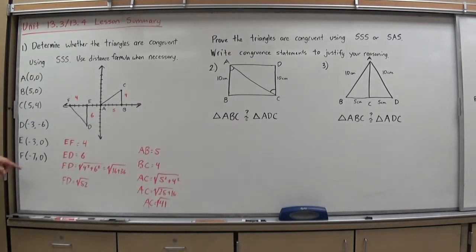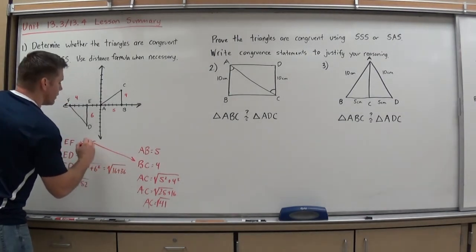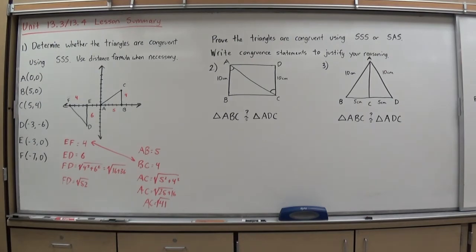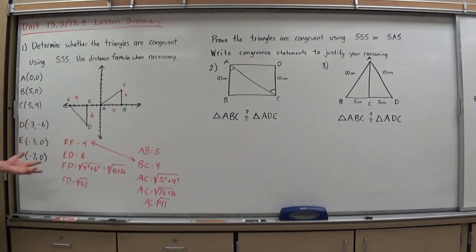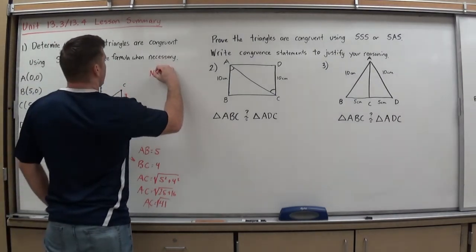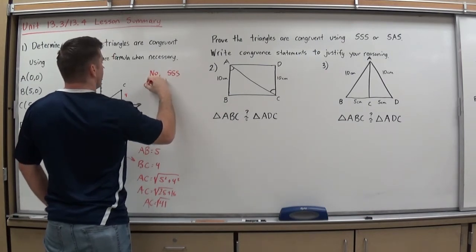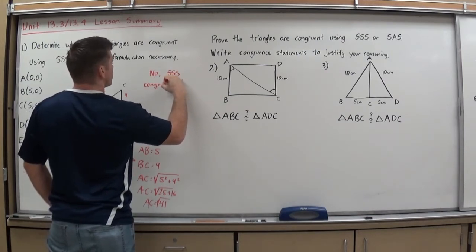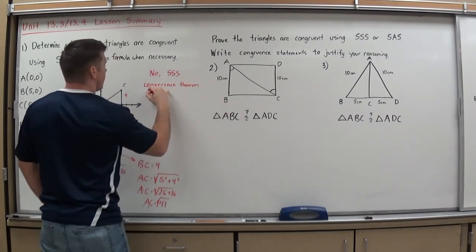And so as I look to kind of correspond, I can see that EF and BC are congruent at least, but the other two lengths are not. So because they didn't all match up in length, these triangles can't be congruent under the side-side-side formula. So I'd say no, the side-side-side congruence theorem does not work, or does not hold.